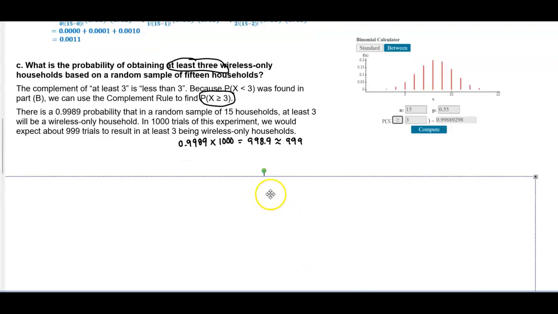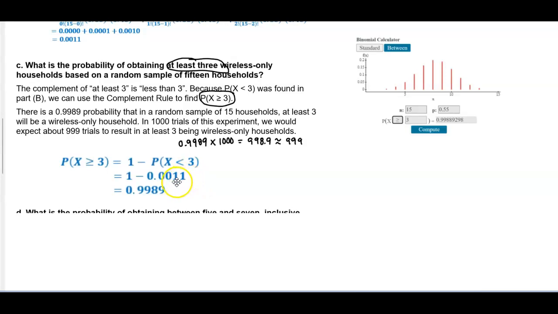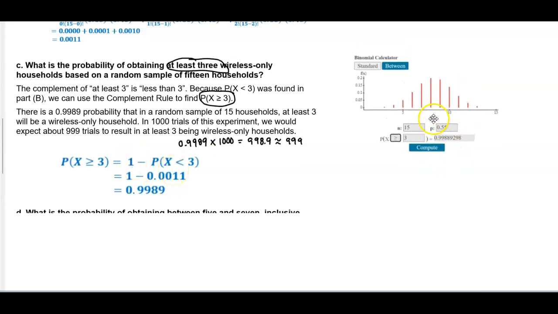Now let's take a look at what that would look like by hand. So what we did is we used the at least, and remember that the at least is taking the complement. But here you can see how we get that result by plugging it into StatCrunch.